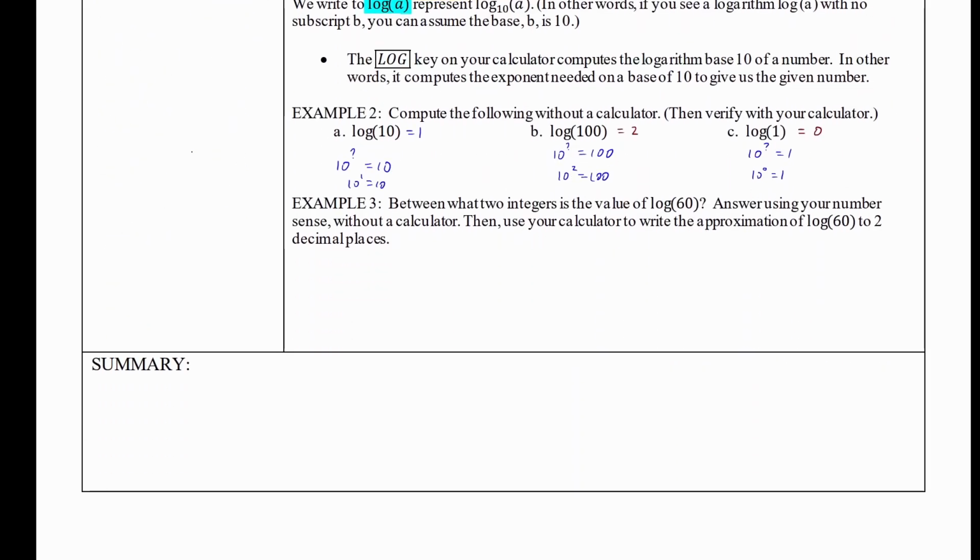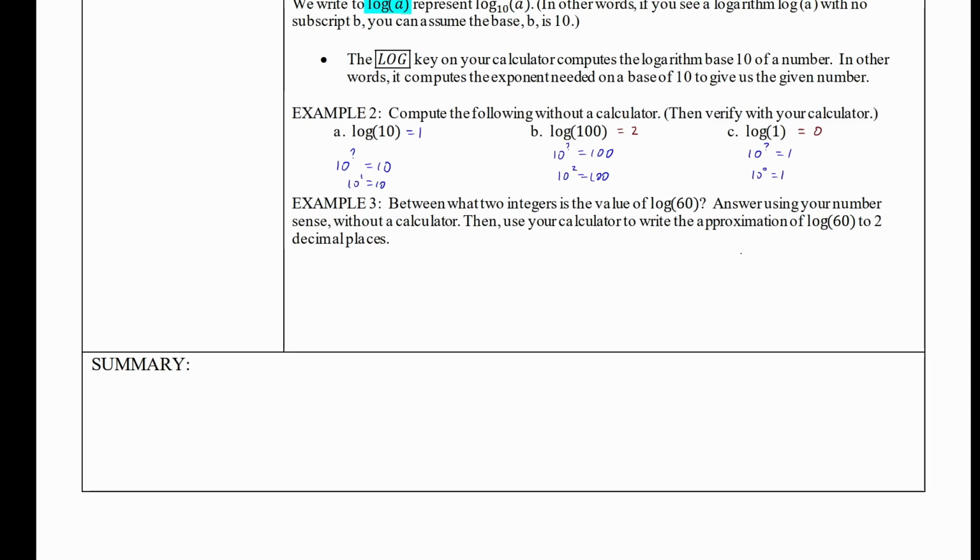Let's look at one more example, example 3. Between what two integers is the value of the common logarithm of 60? Answer using your number sense without a calculator, and then what we're going to do is use our calculator to write an approximation of the common log of 60, accurate to 2 decimal places.